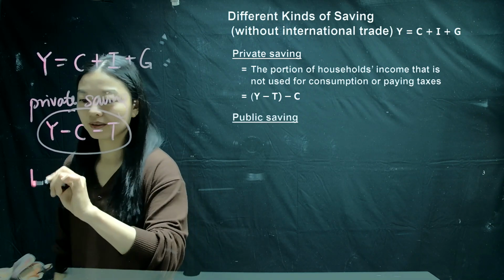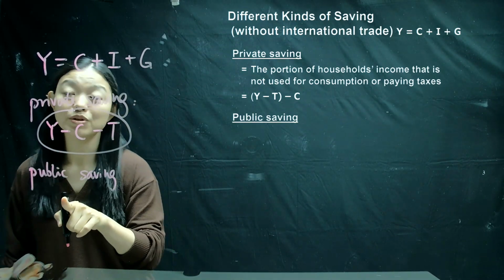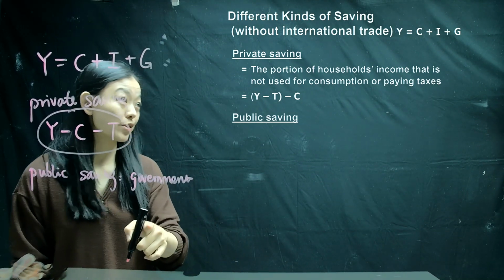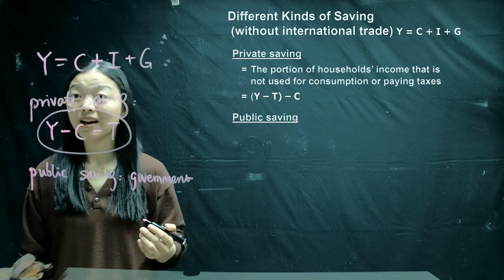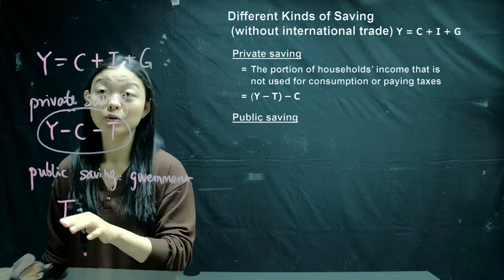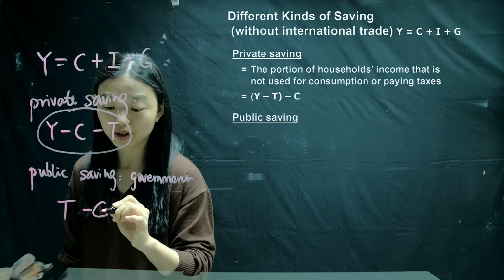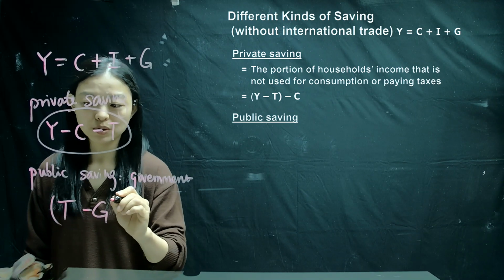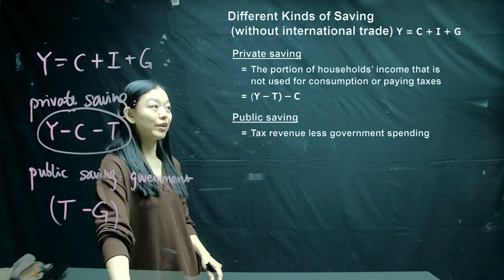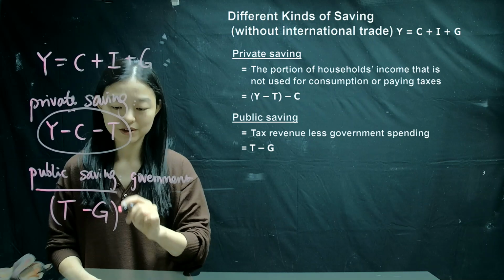Then for public saving, public saving comes from the government sector. So for the government, where can the government get income? The government's income comes from tax, right? And this tax we treat as the revenue of the government. And then what is the spending of the government? It will be government spending, right? So this part we treat as public saving. We use the tax revenue subtract the government spending. Therefore, we will have this part as public saving.